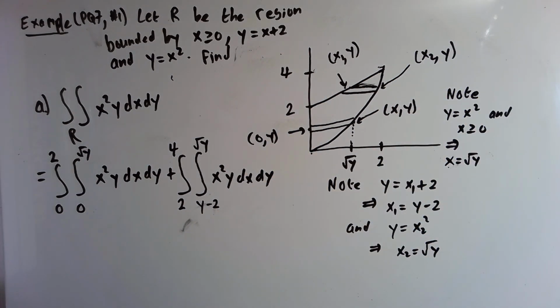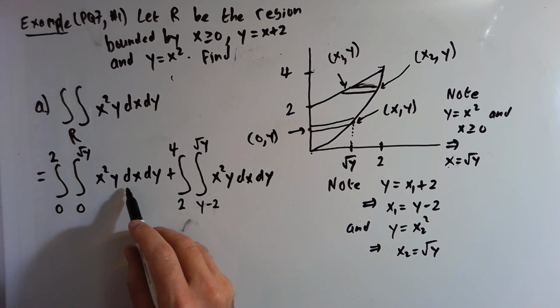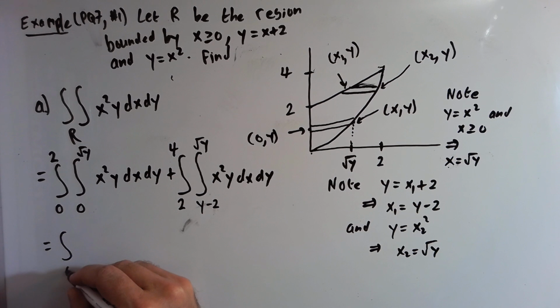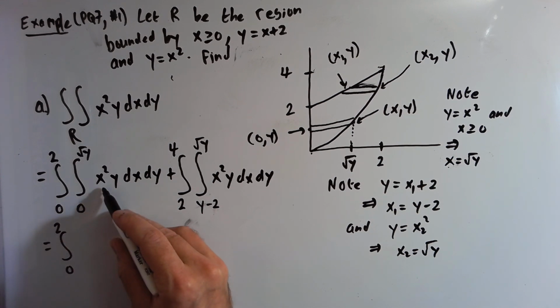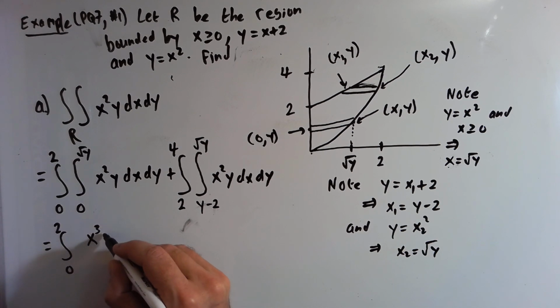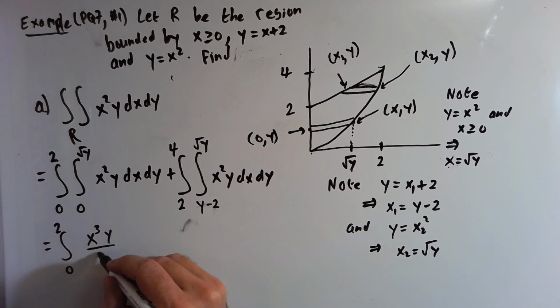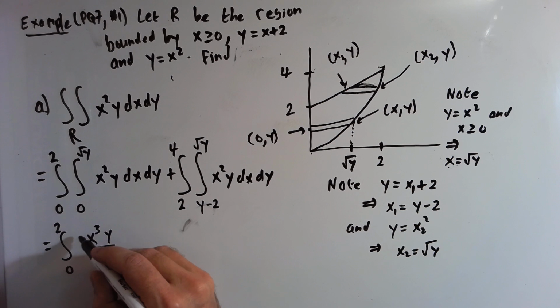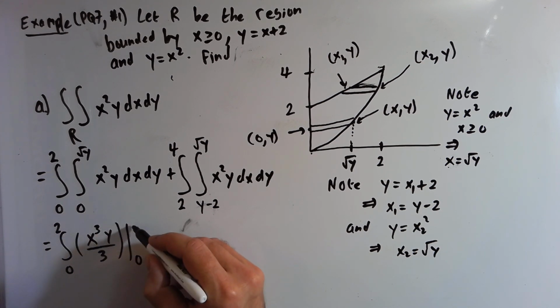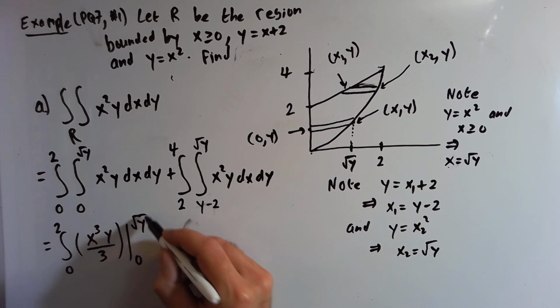Okay, so let's keep going. Let's start integrating these guys. So first one is integral with respect to x. So it'll be 0 to 2. So integrating this guy with respect to x would be x cubed y over 3. Then evaluate it at 0 and square root of y. We still have our dy.